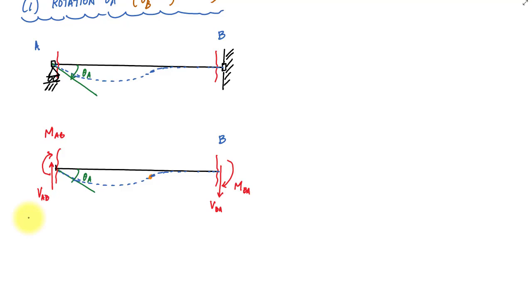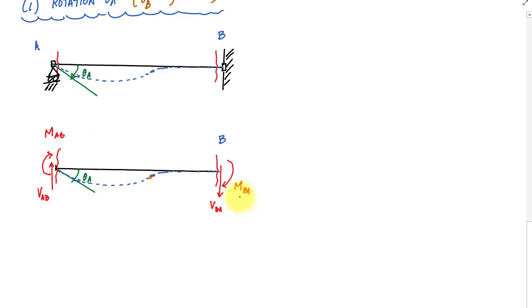And now what I want to do is really get a moment diagram in terms of MAB and MBA. And once I have a moment diagram, I can create a curvature diagram, and then I can use all manners of methods to determine the slope at A in terms of MAB and MBA. All right. And so what does that mean? What does all that mean, what I just said?